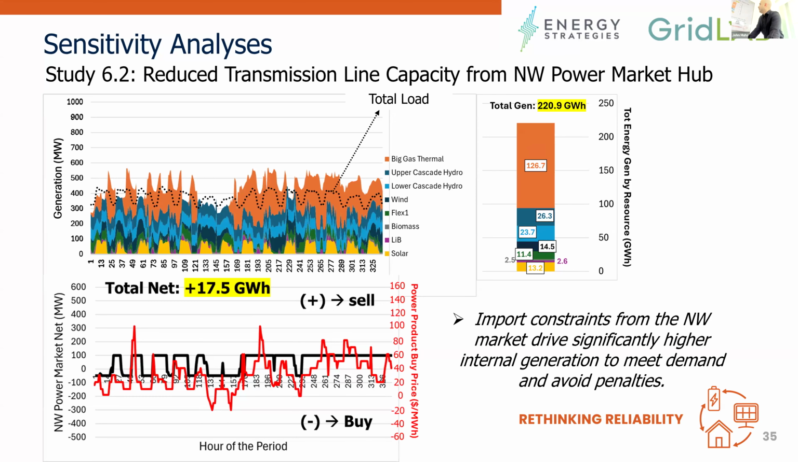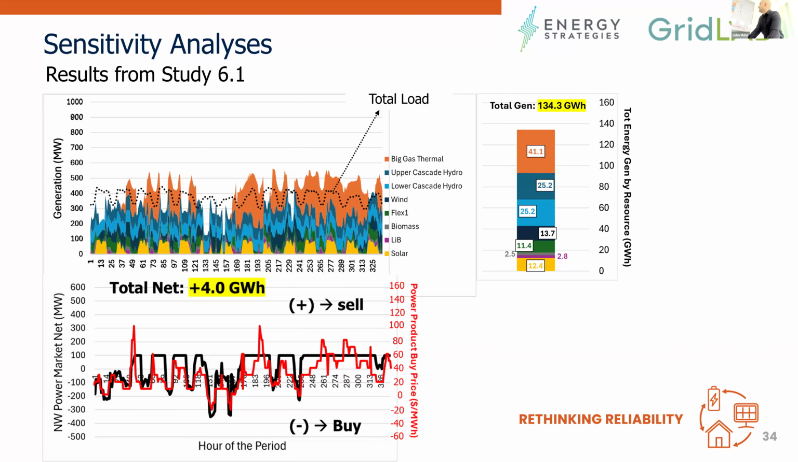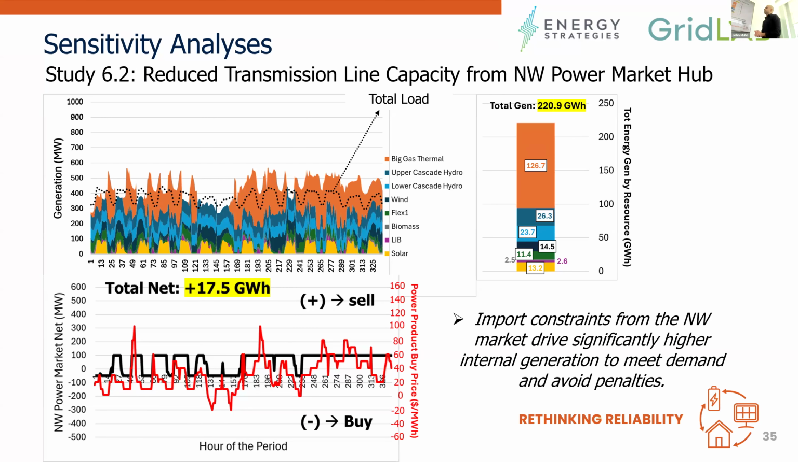And so one change that we see is to have, again, more internal generation. This is 6.1, you see the total generation is 134 gigawatt hours. In 6.2 it is more than 200 gigawatt hours. It's a significant increase because we need to meet the load and we cannot import power, so we need to use the internal generation at the maximum capacity.